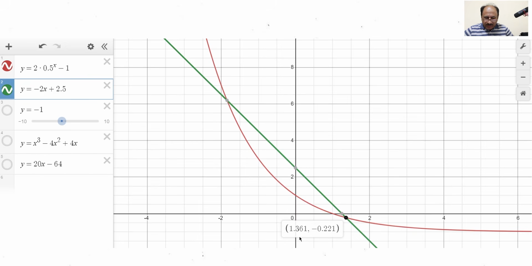1.361 is the value exactly given by the software, but we have written 1.3, which is up to one decimal place, which is absolutely fine. This type of practice will be very helpful for you.